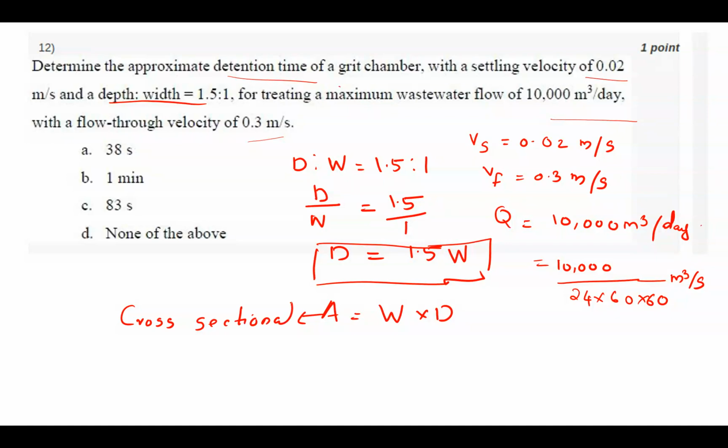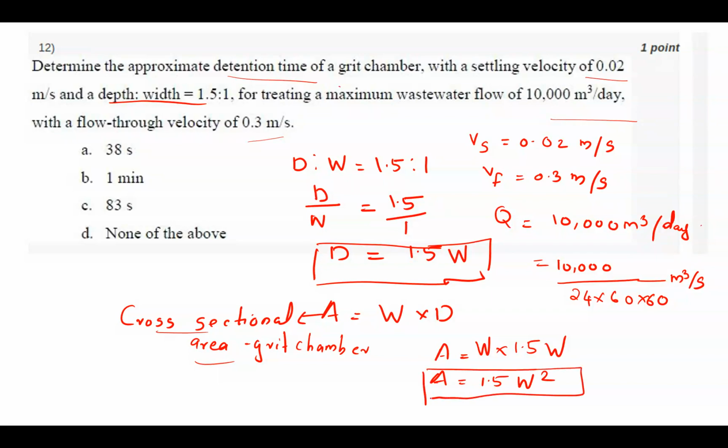This is the cross sectional area of the grit chamber. What you have to do is, A is equal to width times depth. Here depth is 1.5 w, so A is equal to 1.5 width squared. So you have the area in terms of width.